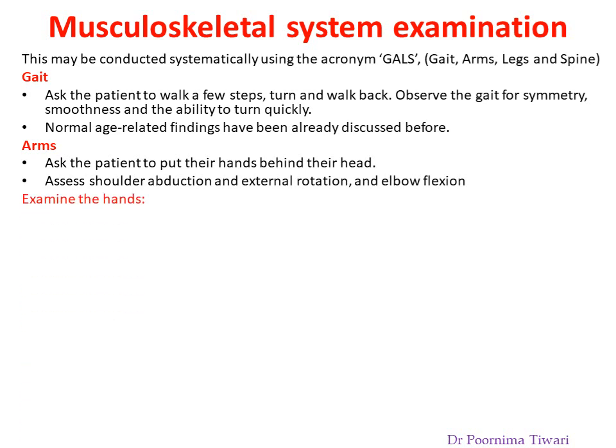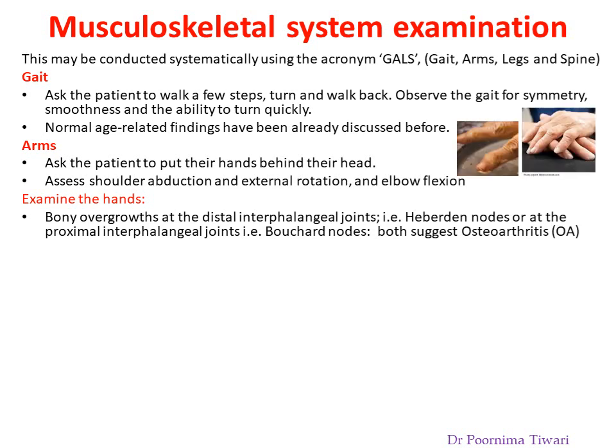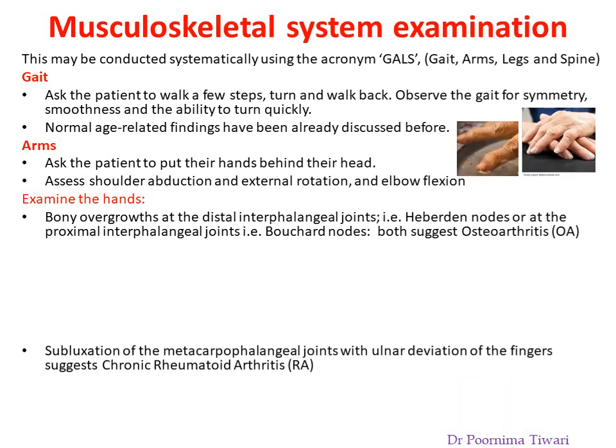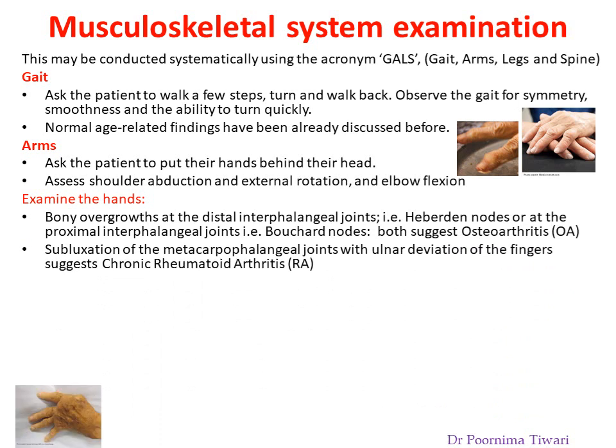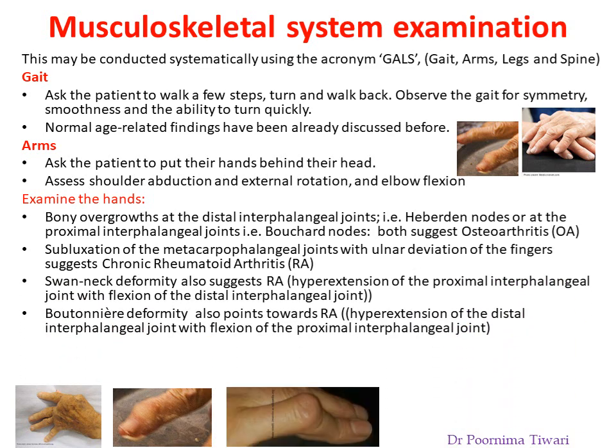Especially examine the hands. Any bony overgrowths at interphalangeal joints like Heberden nodes or Bouchard nodes may suggest osteoarthritis. Then subluxation of metacarpophalangeal joints which lead to ulnar deviation of fingers will suggest chronic rheumatoid arthritis. Similarly, swan neck deformity and Boutonniere deformity suggest chronic rheumatoid arthritis.